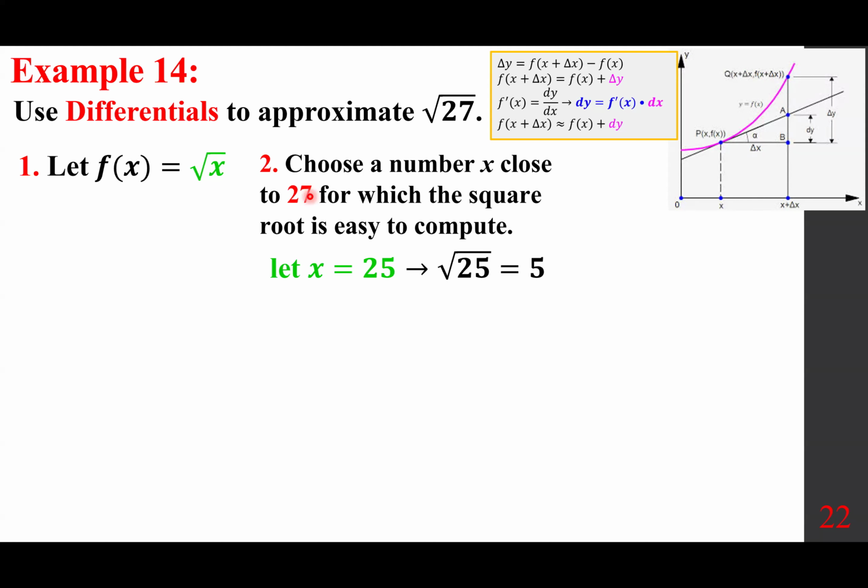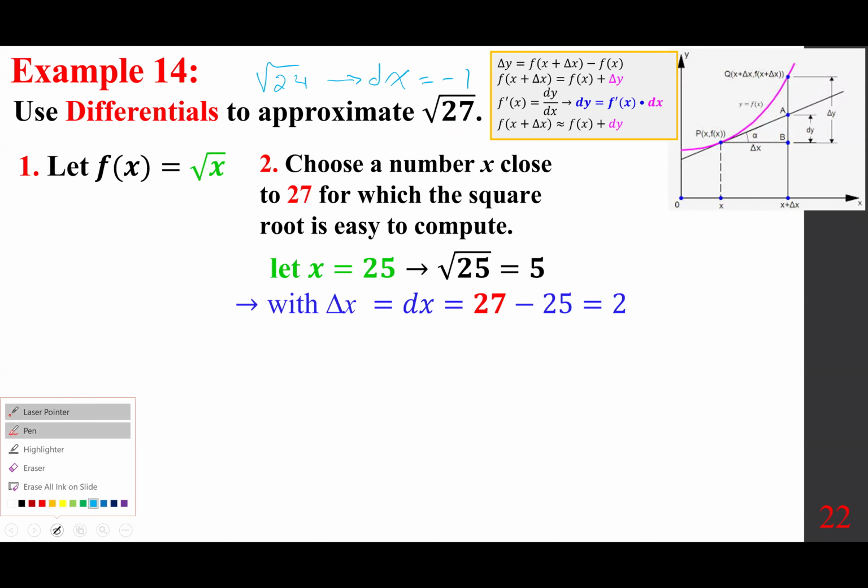So from 25 to 27, there's a difference of 2. That is delta x, or dx. Again, just for the sake of argument, just to make sure we understand, if the question was, okay, find square root of 24, then dx would be negative 1 because 25 is what we have at hand easily. From 25 to 24, it must get smaller. The dx must be negative. So negative 1 versus positive 2.